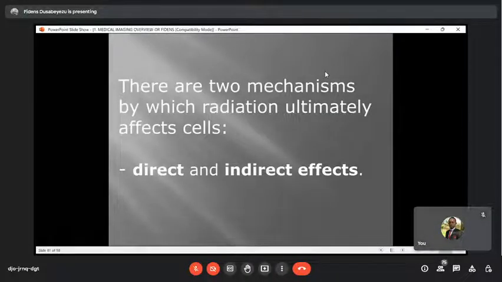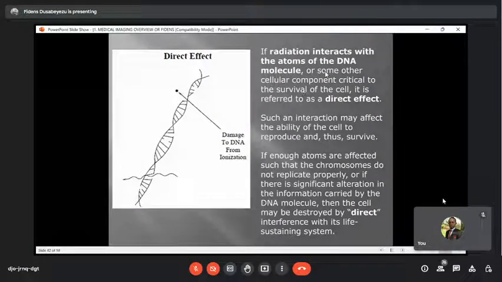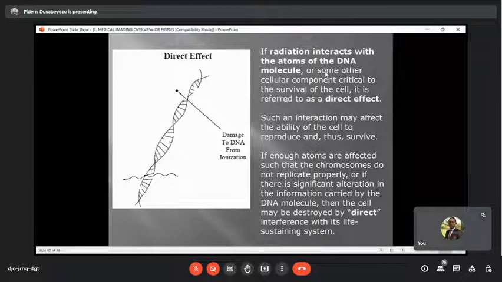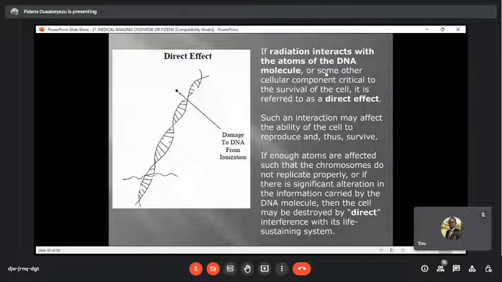So there are two mechanisms by which radiation can affect cells, either direct or indirect effect. Direct effect is when the radiation goes directly into the atoms. If radiation interacts with the atoms of the DNA molecule, we call it direct effect. That interaction may affect the ability of the cell to reproduce and then to survive. If enough atoms are affected, such that the chromosomes don't replicate properly, or if there is a significant alteration in the information carried by the DNA molecule, then the cell may be destroyed by direct interference with its life-sustaining system. So that is the direct effect of the radiation.